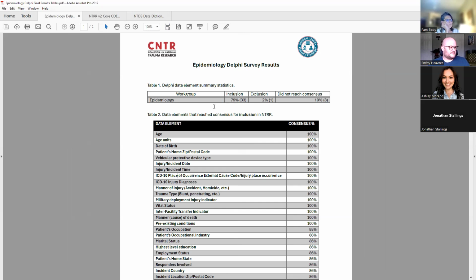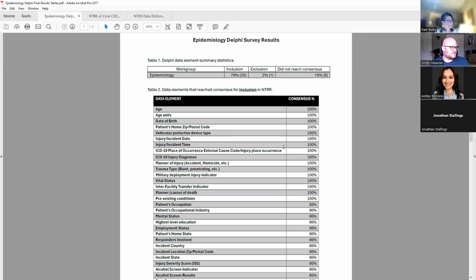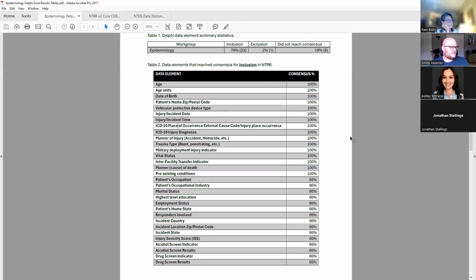Starting at the top, in terms of the overall results, we had 33 elements that met inclusion criteria, 1 element that met consensus for exclusion, and 8 data elements that did not reach consensus. So almost 80%, or 80%, met consensus. As I said, I would like to discuss a few of those that met inclusion and a few that did not reach consensus. Here is a list of those elements that met inclusion. On the left-hand side, I have the data element name, and on the right-hand side, the consensus percent. A reminder that for this process, we had determined that an agreement of 80% was the mark for meeting inclusion criteria. So please take a look at these.